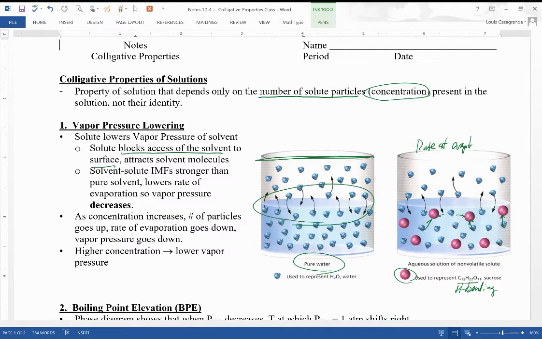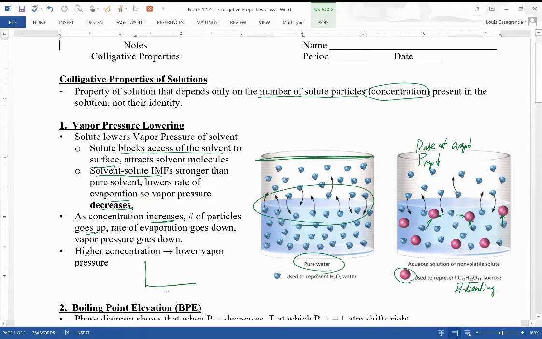Since the rate of evaporation goes down, that means the vapor pressure also goes down until the rate of evaporation and the rate of condensation are again equal. So we've got a couple of things going on. Solvent-solute intermolecular forces can be stronger than the pure solvent, and so that lowers the rate of vaporization, decreases the vapor pressure, as I said. As the concentration increases, the number of particles goes up, and the rate of evaporation goes down even more. So higher concentration leads to a lower vapor pressure, and we can draw a little diagram.